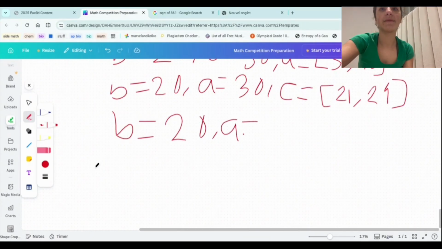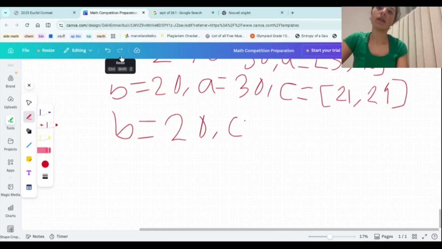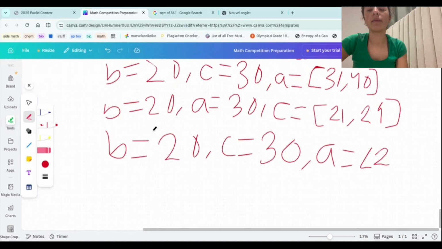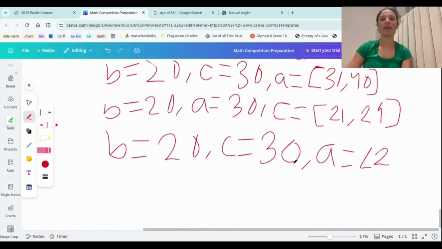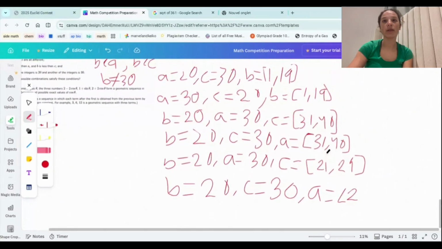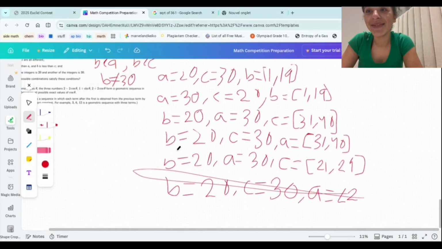B is equal to 20, c is equal to 30, and a is anywhere from, wait, why am I? This is literally the same thing. Why am I saying it twice? It's not like a list of numbers. It's just what are the numbers, period. So I don't need to have all these doubles that I have. Anyways. Okay, repetitive, but I'll just knock that out.